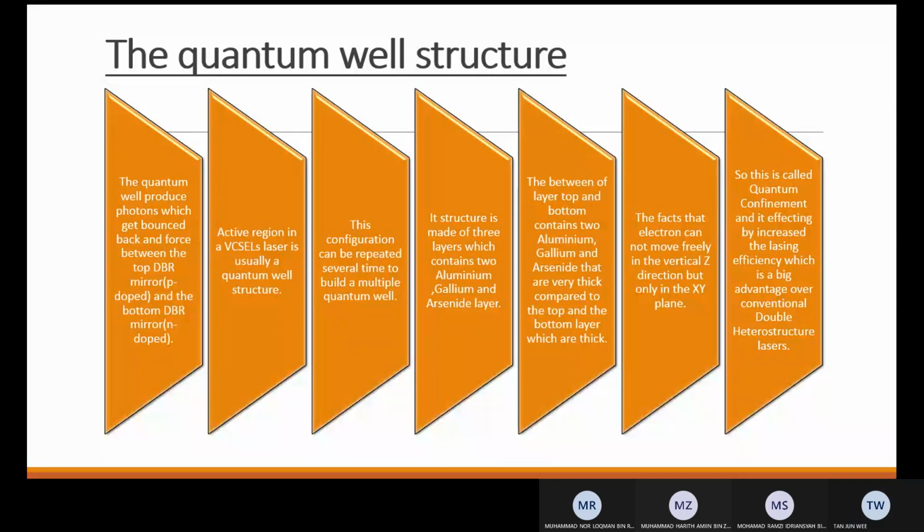The fact is that electrons cannot move freely in the vertical z direction but only in the xy plane. This is called quantum confinement, and it effectively increases the lasing efficiency, which is a big advantage over conventional double heterostructure lasers.